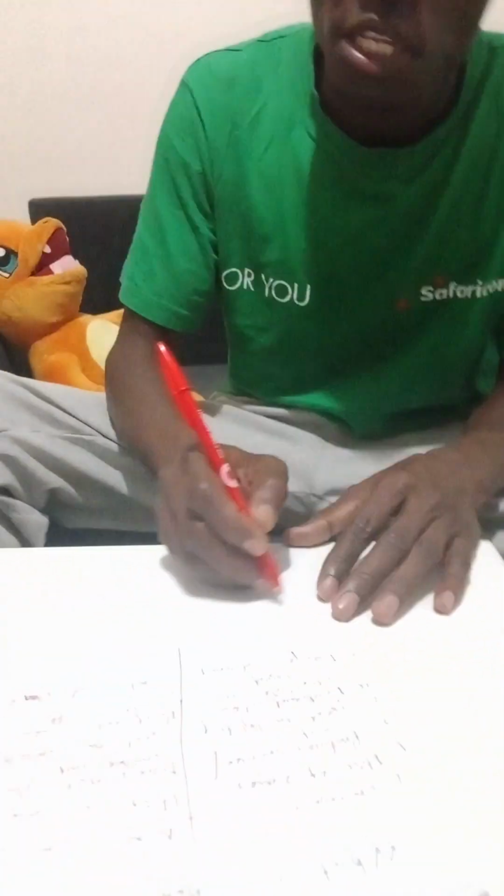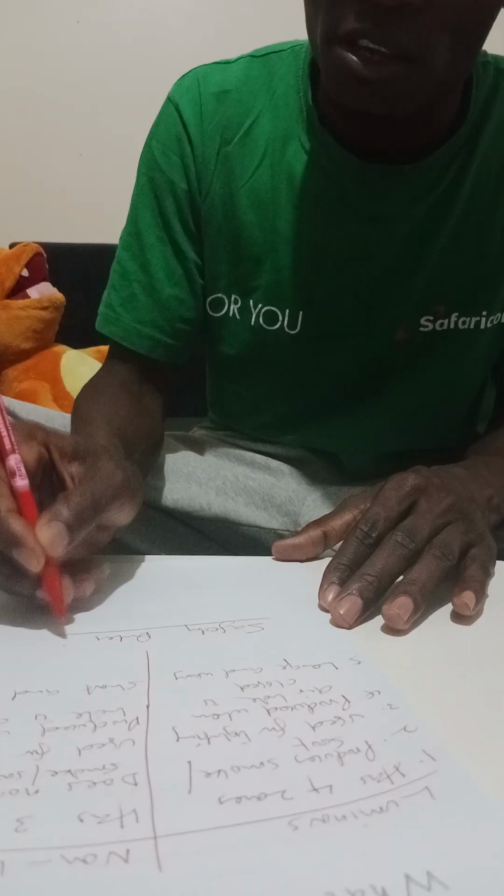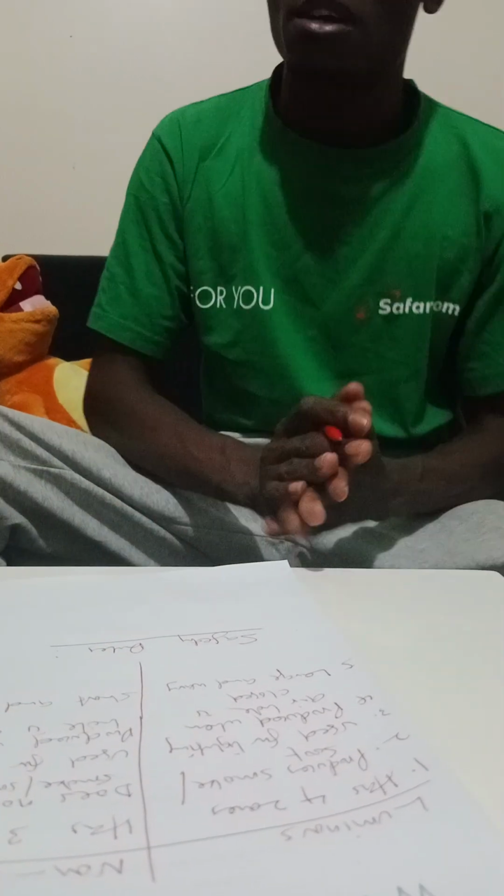The next question is part B. State any 6 safety rules in the laboratory. So I'm going to state them here one by one. Safety rules in the laboratory. You know a lab very well, and most of the experiments we did them in the lab.